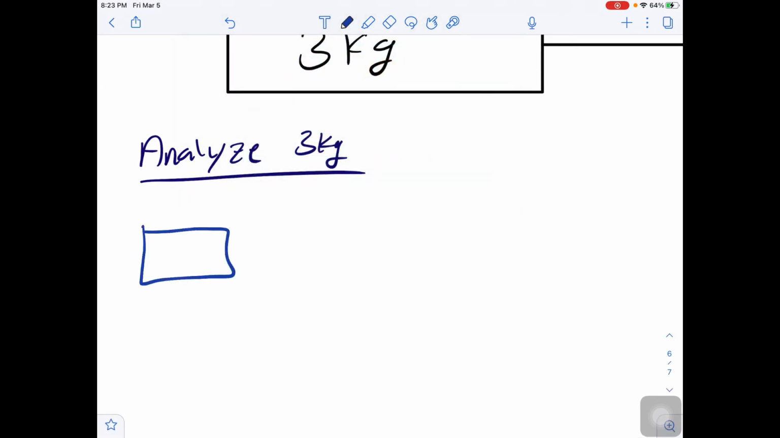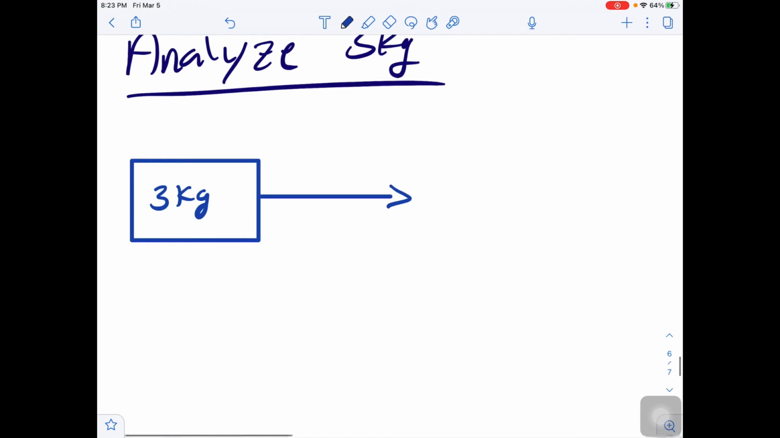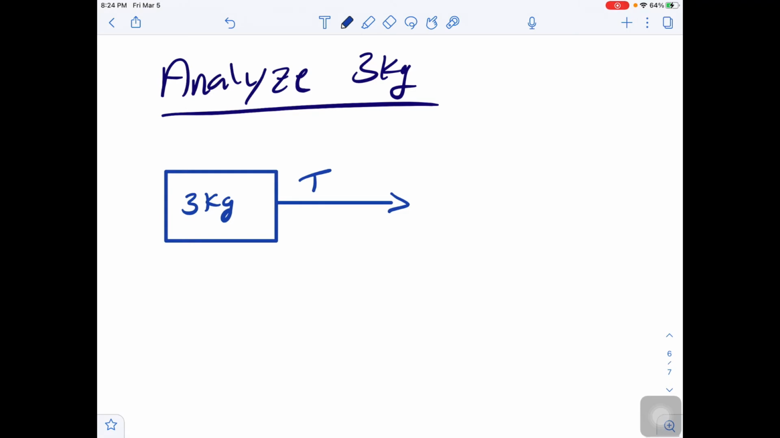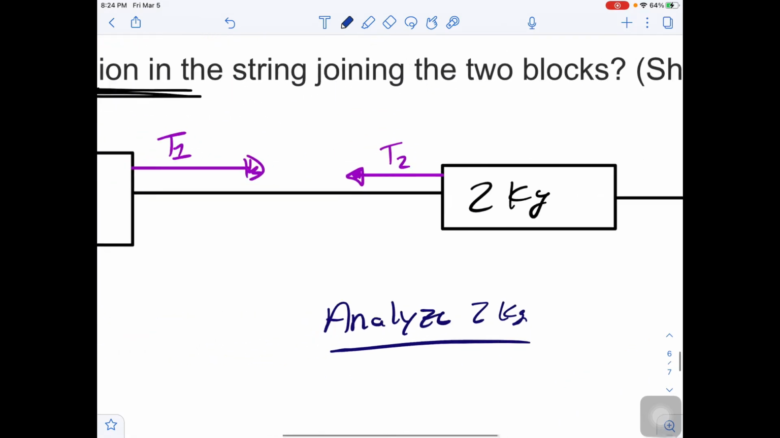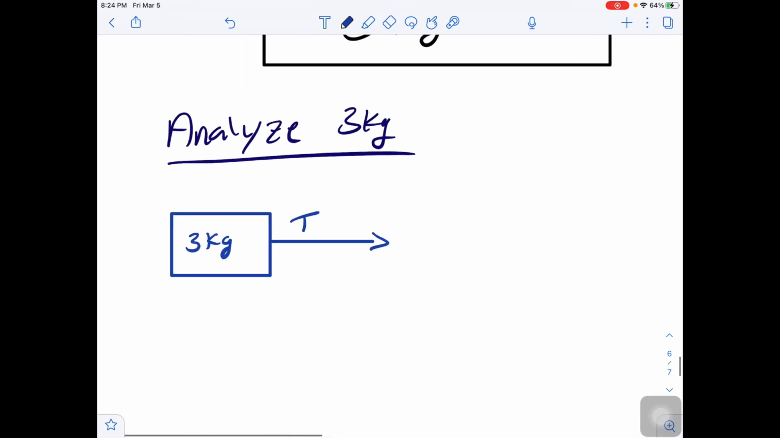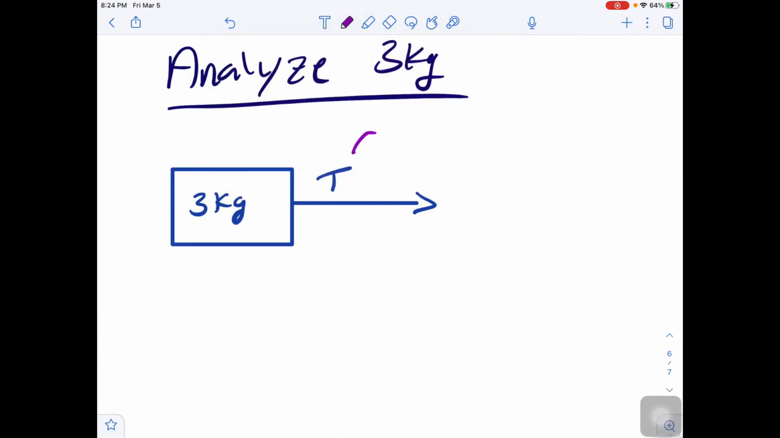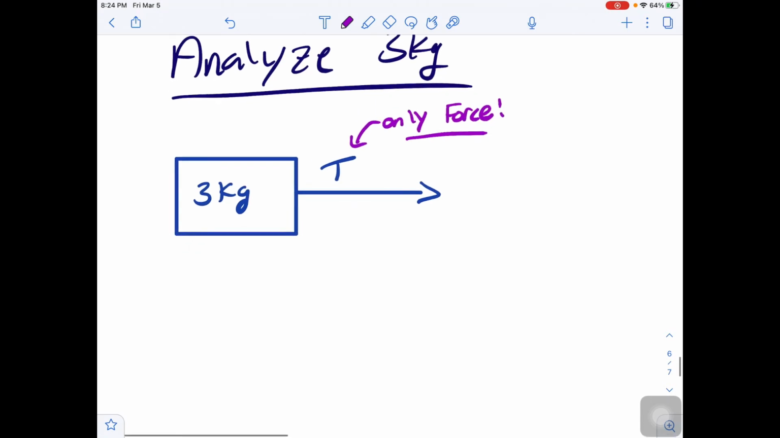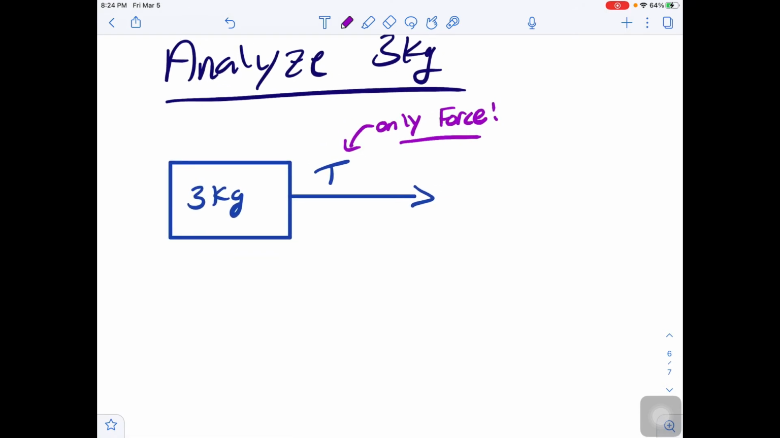So let's analyze the 3 kilogram object up close. Now if we analyze it up close, the only thing that's making this thing move is the tension in the rope. Because remember, we're ignoring the rest of the system now, and we're just focusing our attention on the 3 kilogram. So this is the only force applying to the rope if we just analyze the 3 kilograms. So what the heck does that mean? Well, that means that your net force is fully made up by the tension. So net force equals tension.